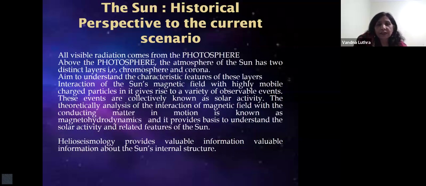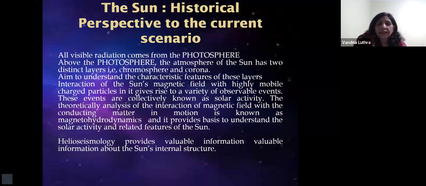In this case, when we are talking about the sun and the solar flares, all the visible radiation comes from the photosphere. And above the photosphere, the atmosphere of the sun has two distinct layers, that is the chromosphere and corona. The aim to understand the characteristic features of these layers would mean that we understand the interaction of the sun's magnetic field with highly mobile charged particles in it, which gives rise to a variety of observable events, and these events are collectively known as solar activity.